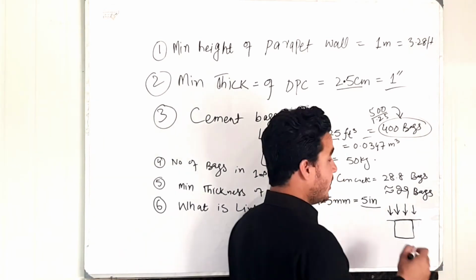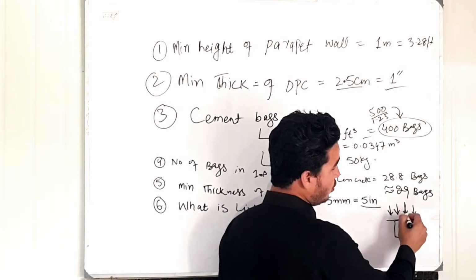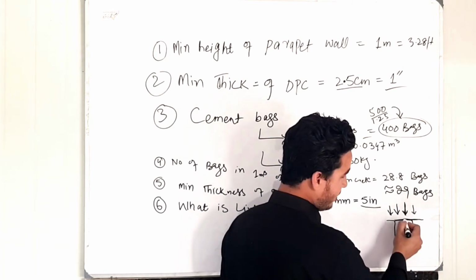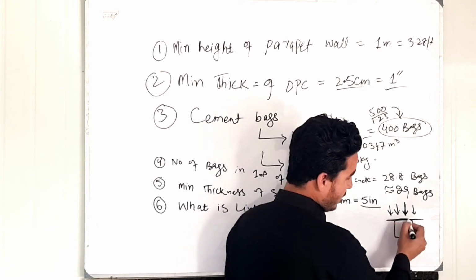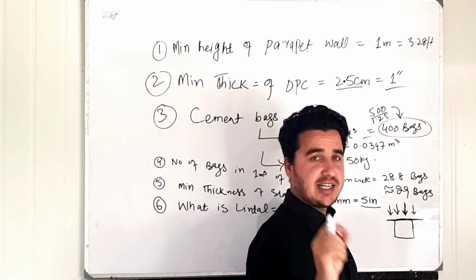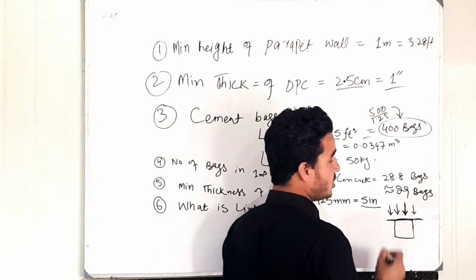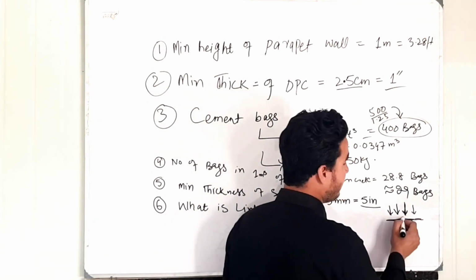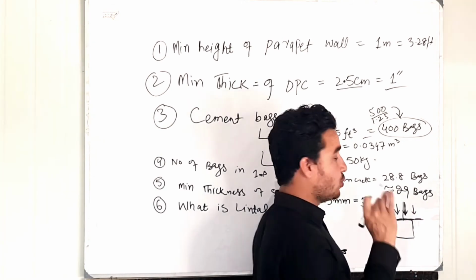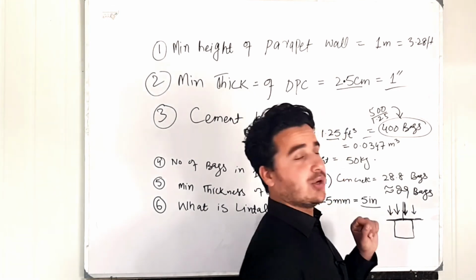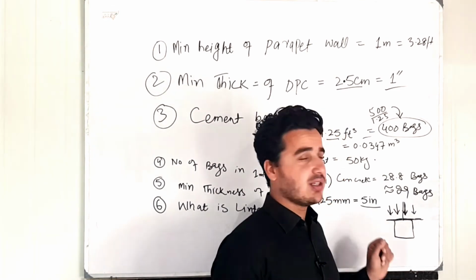So instead of applying this load directly over this door or window frame, I will have to use a beam here. This is what we call the lintel beam or lintel. It is used to support the load above this window so that it may not affect the frame of this window or door. This is what we call the lintel.